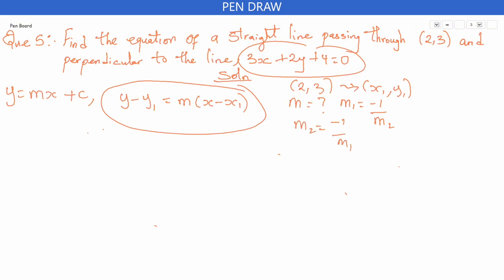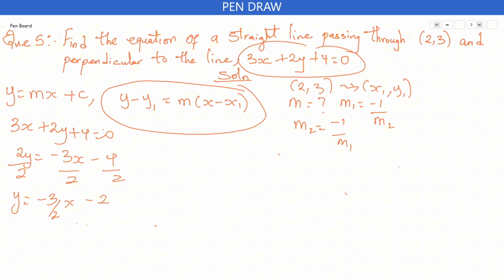So let's get m1 first. Now they give us 3x plus 2y plus 4 equals 0. We can make y the subject of the formula by bringing everything that is not y to the other side. So we have 2y equals minus 3x minus 4. Then divide all through by 2, and I will have y equals minus 3 over 2 x minus 2. Now don't forget that y equals mx plus c. I'm just using this to get my m. So my m1 will be equal to minus 3 over 2.